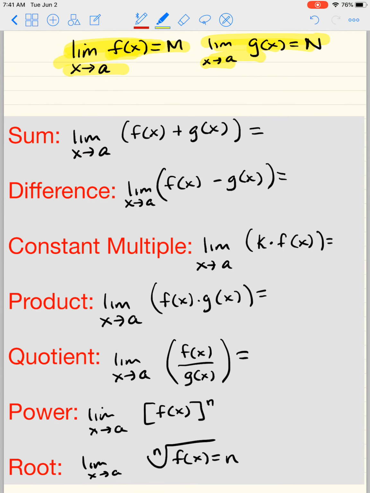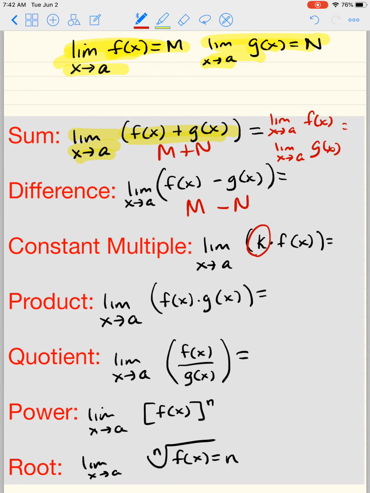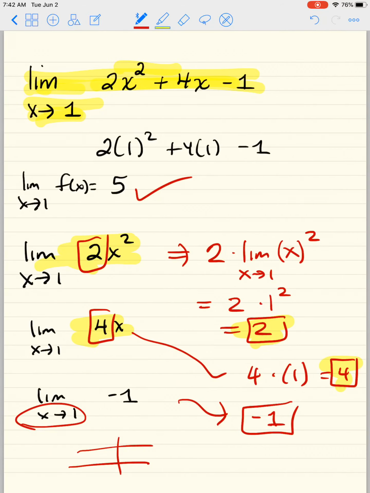So what they're saying is the limit as x approaches a of a function basically could get split up, okay? And then we sum them together, and we would get m plus n. That's all we're doing there. We can also take the difference of the two, and then we would get m minus n. You can separate them. This is that constant k I was referring to over here with 4 and 2.